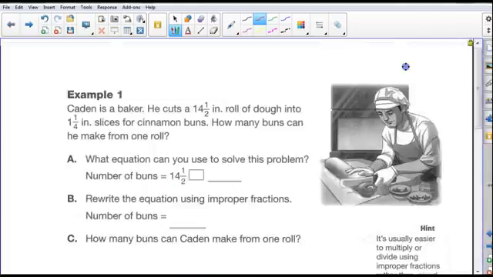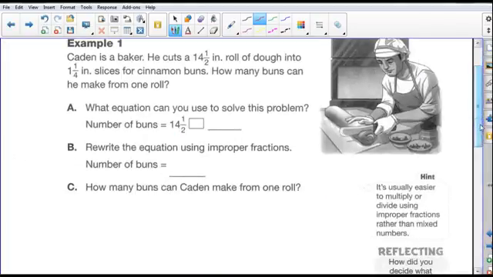Let's do one example here involving a baker. Caden is a baker. He cuts a 14.5-inch roll of dough into 1 1/4-inch slices for cinnamon buns. How many buns can he make from one roll? Well, how do we do that? What equation can you use to solve this problem? Well, the number of buns equals 14.5, and how do we know how many he can make? Well, we need to divide that by 1 1/4.